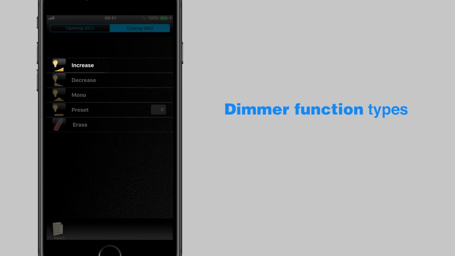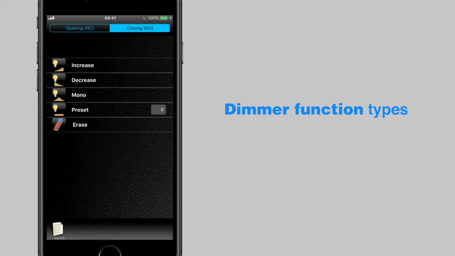Increase. By clicking this button, the intensity of the brightness will increase. Decrease. By clicking this button, the intensity of the brightness will decrease. Mono. A short pressure of this button turns the lamp on or off. A long pressure of this button sets the intensity of the brightness. Preset. Sets the brightness to the value typed in the box.